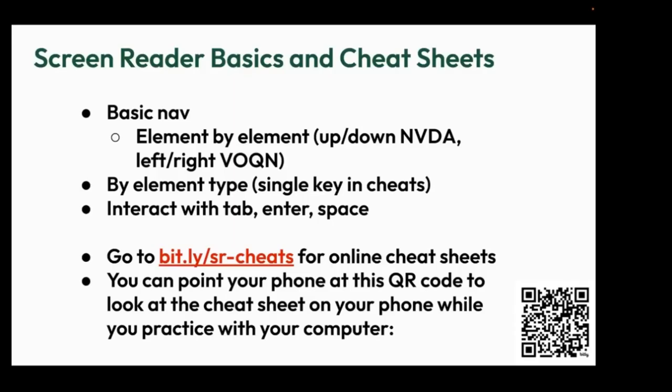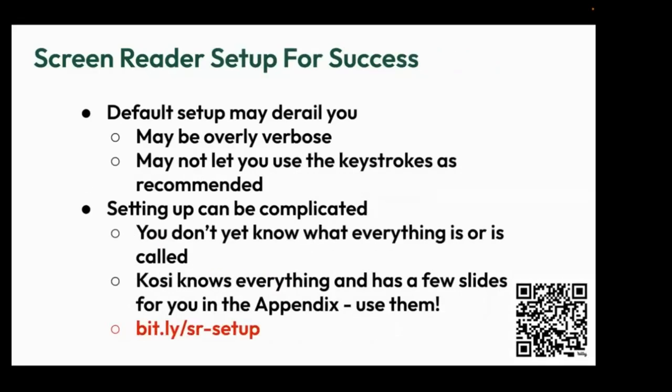You can go through the specific keystrokes and such on our cheat sheets, which we have online at bit.ly/SR-CHEATS. That's for the online cheat sheet. Or there's also a QR code on the screen that if you just point your phone at it, it'll pull up the cheat sheet. You can look at it on your phone while you are navigating your screen reader on whatever page you're practicing on. So we think that's pretty helpful for starters. We hope you find those cheat sheets helpful in your practice with your screen reader.